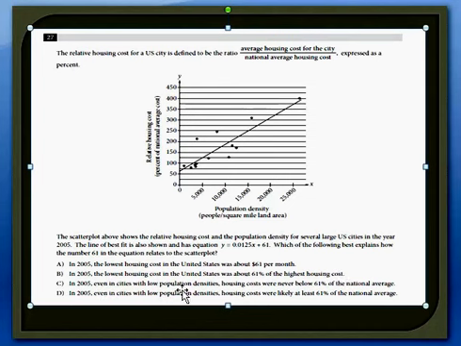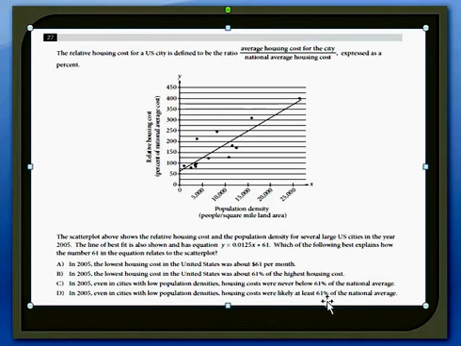The third one: in 2005, even in cities with low population densities, housing costs were never below 61% of the national average. This is the point that I was trying to make before. You cannot make absolute statements. You can't say it is never below 61%. You could have a housing cost even of 41% for some house. It just means that in general, as you come closer to the low end, you get to about 61%, but it's not absolute. You can't make absolute statements of that nature. So C is incorrect.